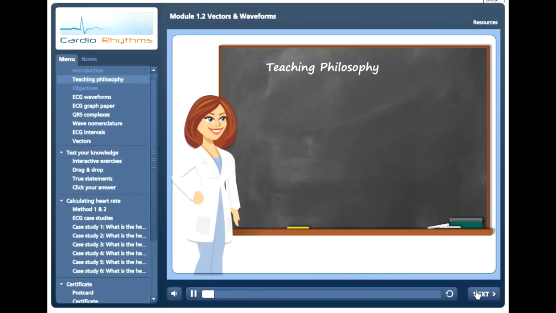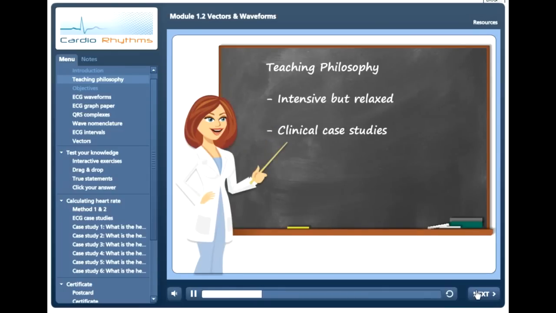Our teaching philosophy at Cardiorhythms is very simple. Although our seminars are intensive, they are also very relaxed. Clinical case studies are of utmost importance in this teaching method. It fosters a more hands-on approach, whereby each student can effectively practice what they have just learnt in theory. The emphasis is then that the student internalizes the information, rather than simply memorizing facts. Our goal here is then that the student is motivated and will want to continue in their studies.